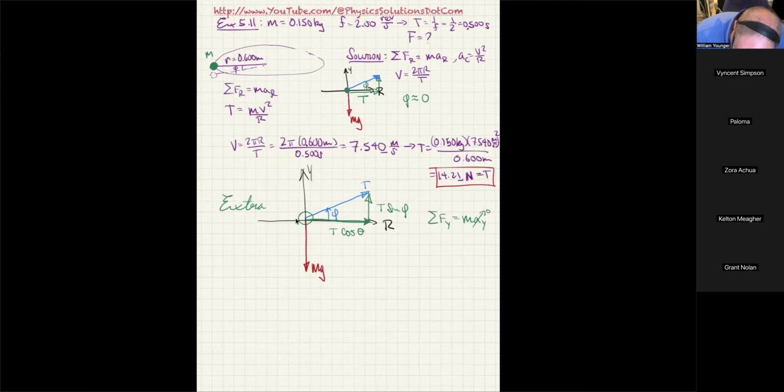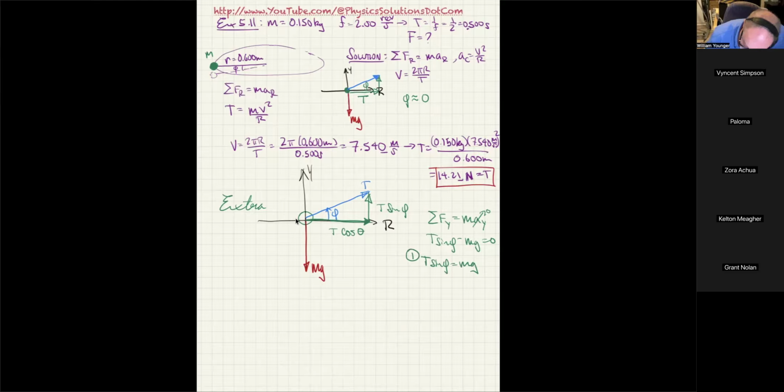So in this case, we're going to get T sine phi minus mg is equal to 0. And that could tell us, for instance, that T sine phi, this is just like the fuzzy dice problem we did earlier, T sine phi is equal to mg. I'm going to call that equation 1.